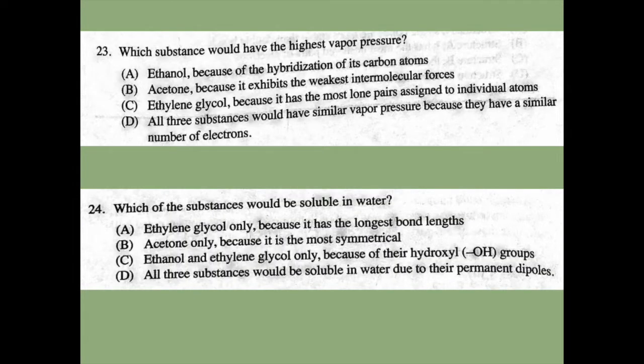In 23, it says which substance would have the highest vapor pressure. So remember, the vapor pressure is simply a measure of how much gas exists over the liquid. So the weaker your intermolecular attraction is, the more gas molecules you're going to have, because the molecules are not as attracted to one another, meaning it's much easier for them to go into the gas state. So, which has the weakest intermolecular attraction? Well, that would be acetone, because it only has dipole-dipole attractions. It doesn't have any hydrogen bonding.